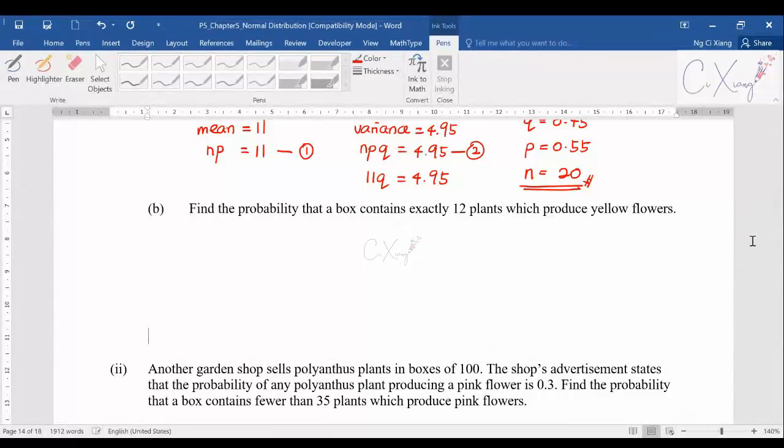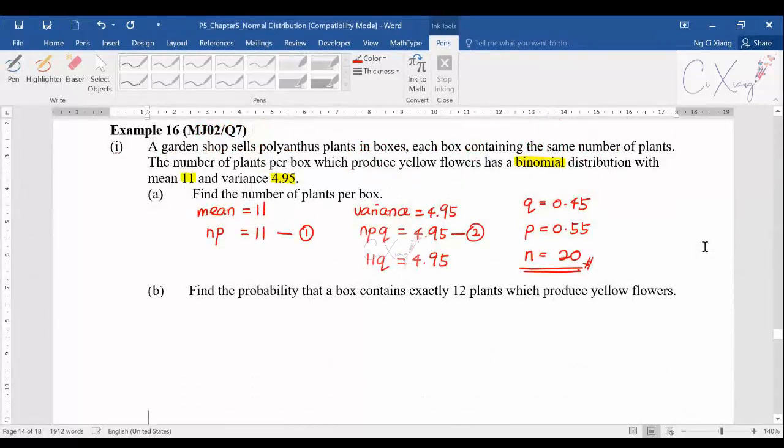Find the probability that a box contains exactly 12 plants which produce yellow flowers. So that means for one single box, they have 20 plants in total, and they want to know the probability that 12 plants produce yellow flowers. If you read the structure of the question, it is a binomial distribution, right? So n is 20, p is 0.55, and they want you to calculate the probability for x equals 12.